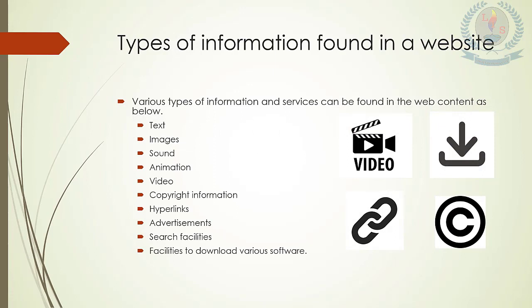So what kind of web content should you have in your website? There can be so many types of information and services you will provide through your website. It can be text, images, sounds, animations, or maybe copyright information, hyperlinks, advertisements, searching facilities, and downloading facilities may be provided by your website. Now your target is to find out what kind of information, what kind of content you are going to insert. That is your next target.